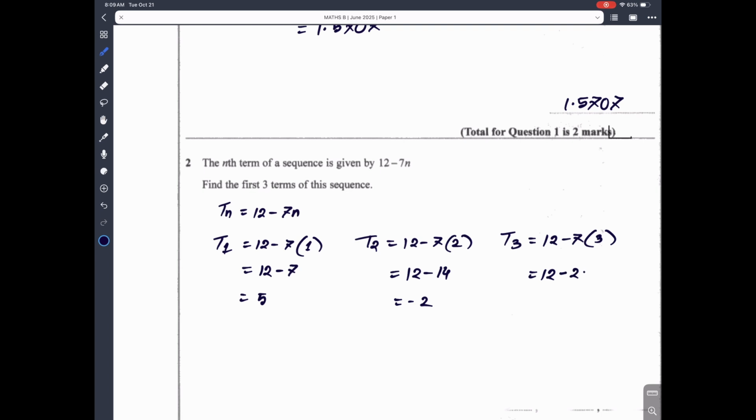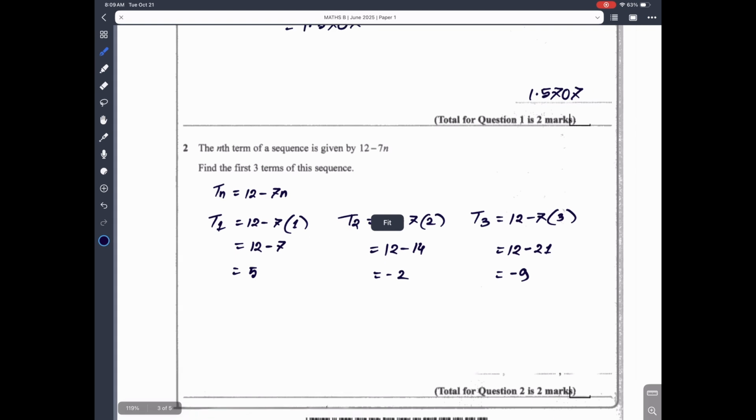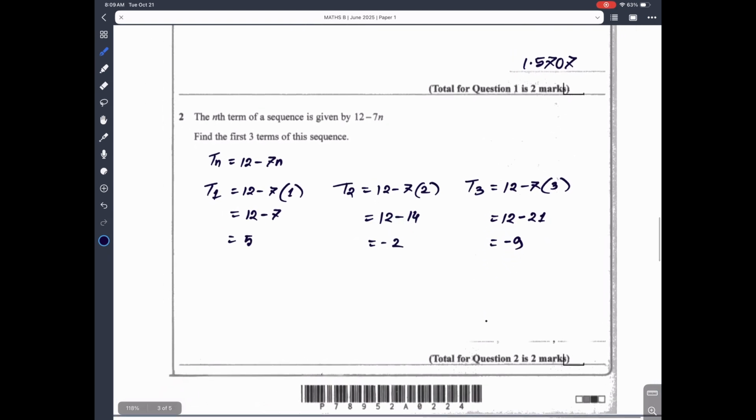is equal to minus 9. So these are the three terms we can write. In the first blank it's number 5, minus 2, and then in the last one it's minus 9. So these are the three terms.